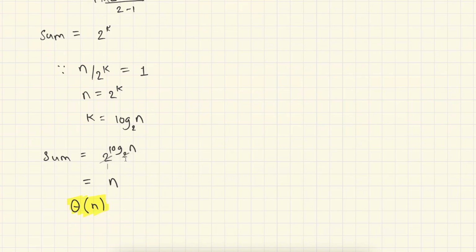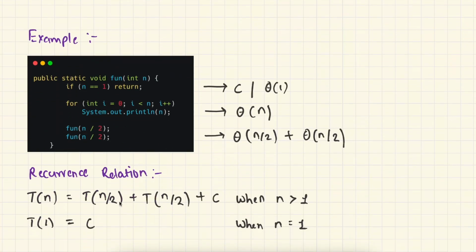So we have the log of base 2 and this is also a 2, so they cancel out each other and we can write it as n. So the order of growth of this recursive function is going to be theta of n. Let's move to the next example.